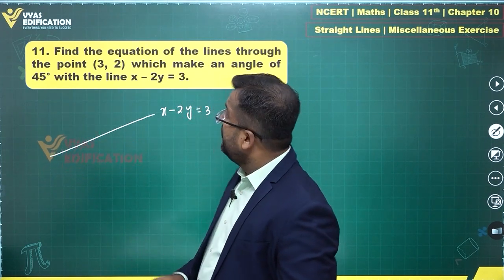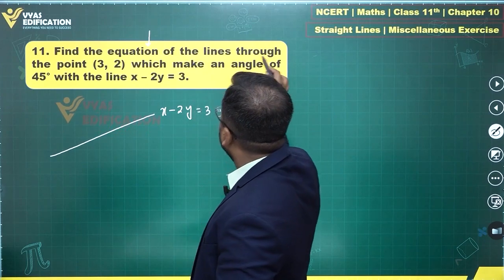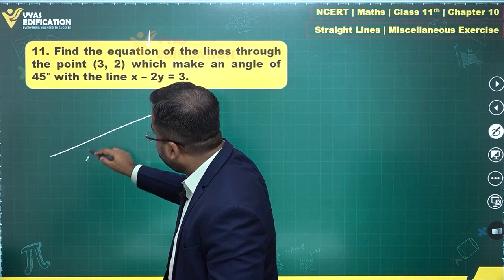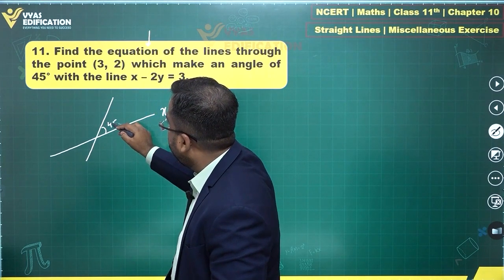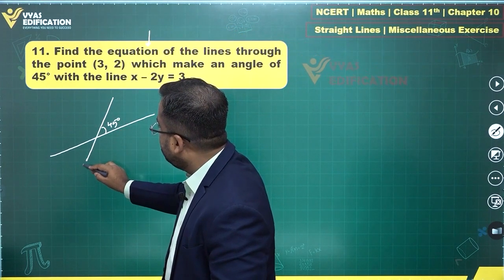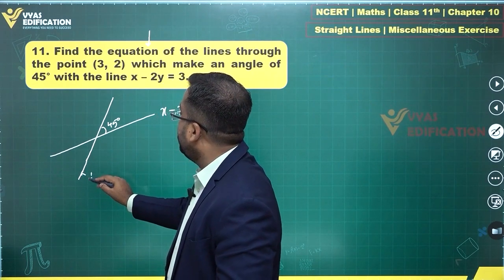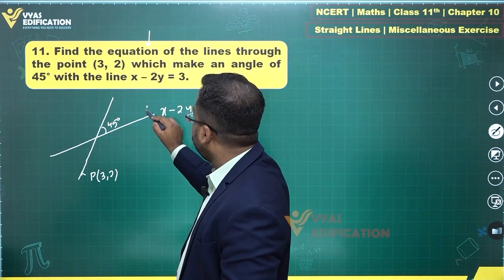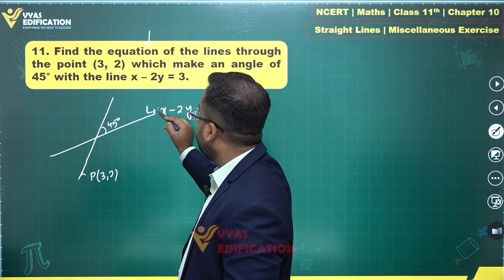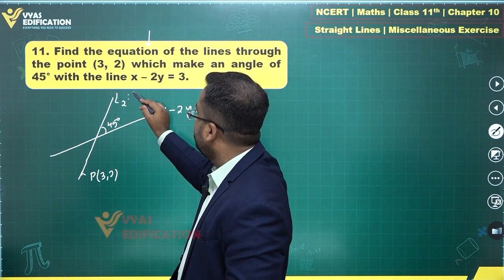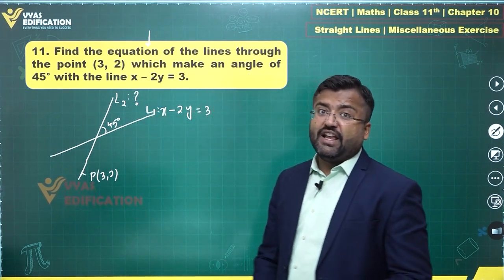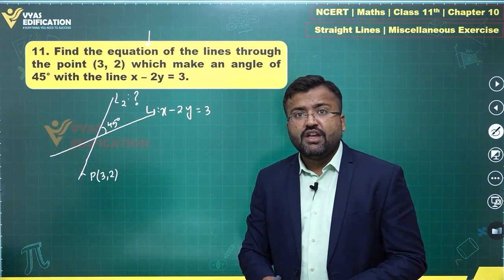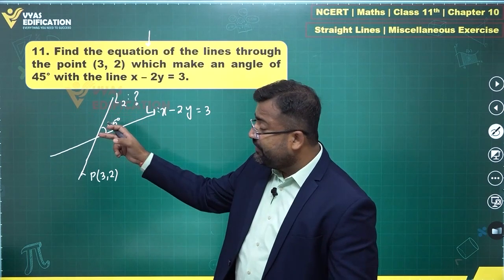And we are supposed to find the equation of the line through the point (3, 2) which makes an angle of 45 degrees with this line. So the line making 45 degrees with this particular line will be this, and it passes through the point (3, 2). Let's call this L1 and this L2. L2 is the question mark. For finding L2, we are given one condition directly, that it passes through the point (3, 2). The other condition can be obtained with the help of this angle.